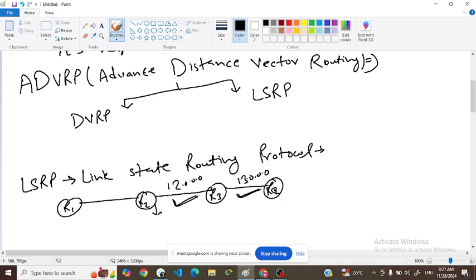Guys, did you get link state routing protocol? Yes, sir. Basically, it is a combination of both, I think, right?